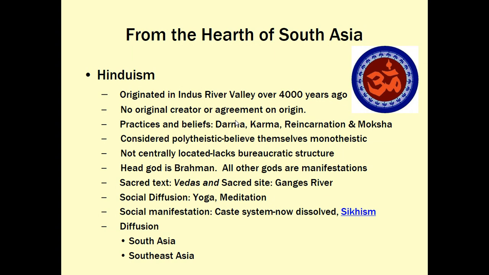Now, when you hit the human level of reincarnation, this is where we're going to pull in the caste system. So we're going to jump down here to social manifestation and talk about the caste system for a minute. When you're reincarnated to the human level, you then need to have good dharma and karma to move up that level, and that's called the caste system.